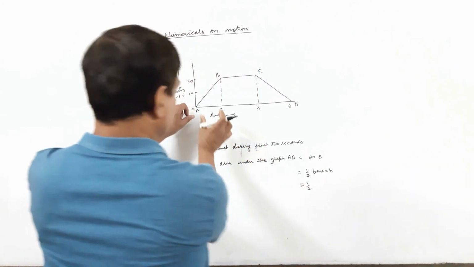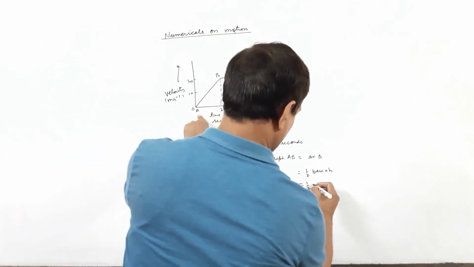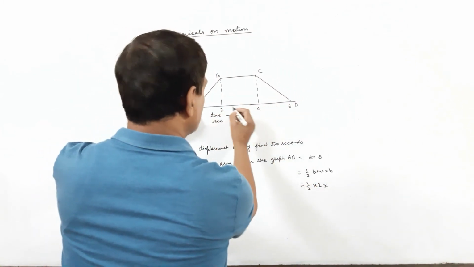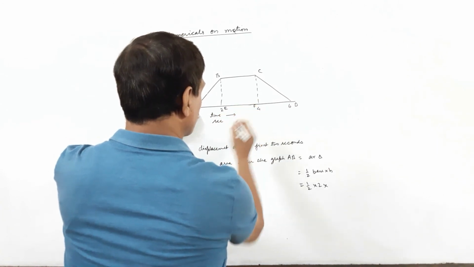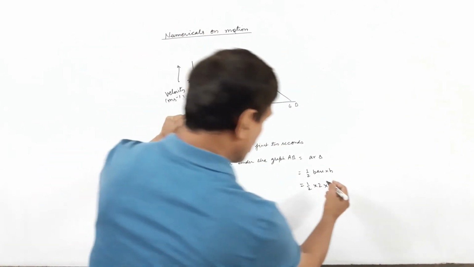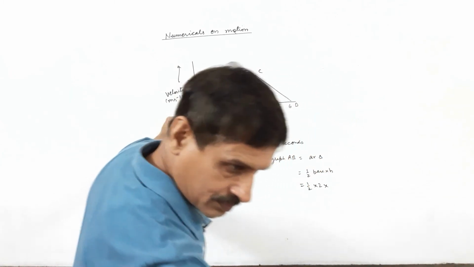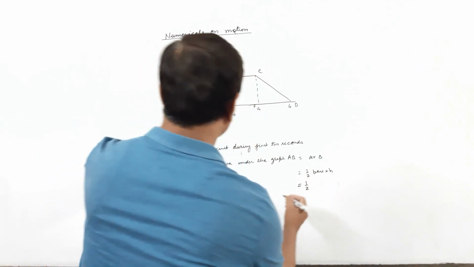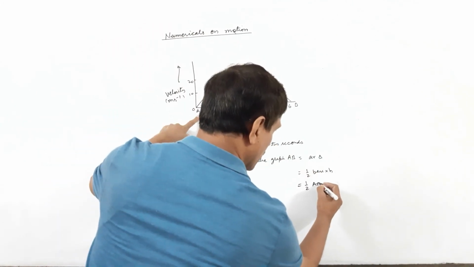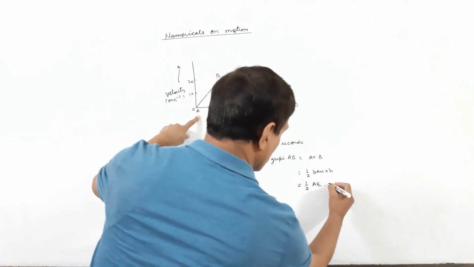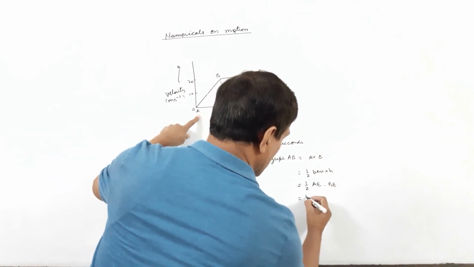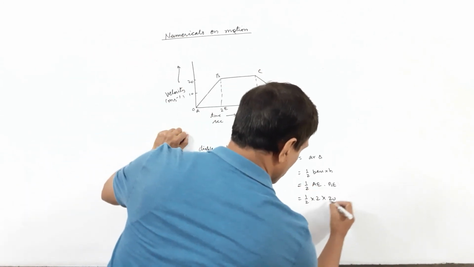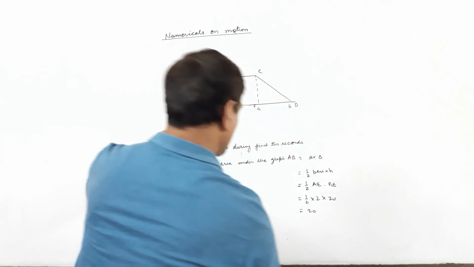So half, base is 2, into height. Let this point be E and this be F. It is equal to half AE dot BE, that is half into 2 into 20, and that is 20 meters.